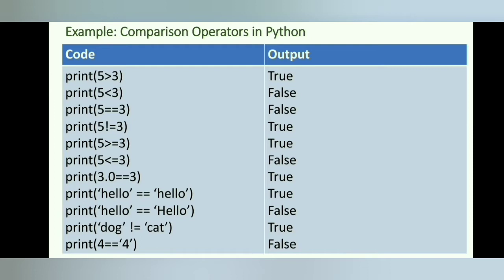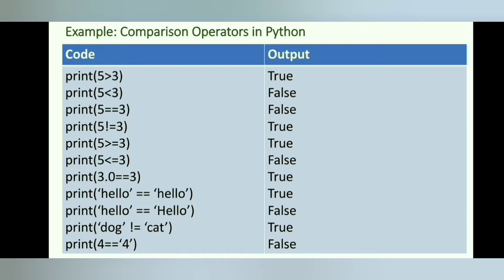Print 3.0 is equal to 3, the output will be true. Print hello is equal to hello, the output will be true. Print hello is equal to Hello, the output will be false. Here H is in uppercase on the right hand side of hello, so they are not equal and the output will be false. Print dog is not equal to cat, the output will be true.